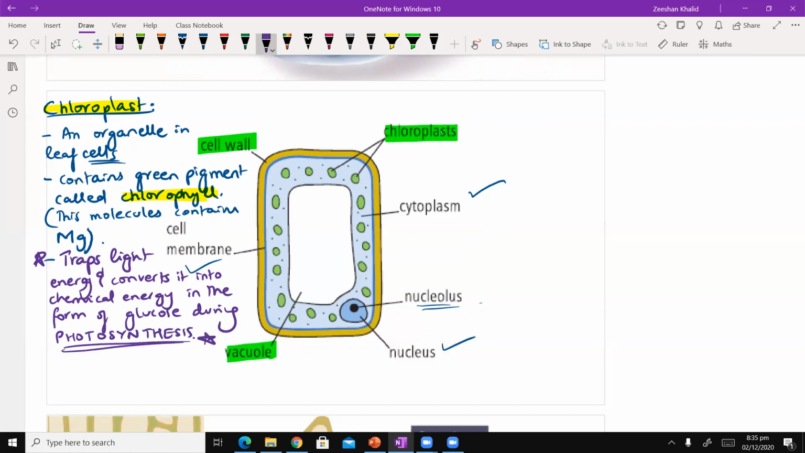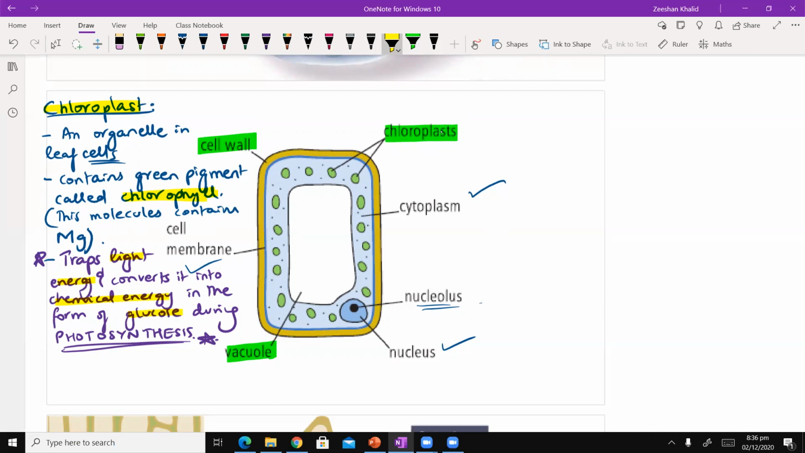Usually students suffice by writing it does photosynthesis without telling all of this detail. It traps light energy, converts it into chemical energy, forming glucose. This is very important. Whenever you're talking about chloroplast and you're just sufficing yourself with writing that it does only photosynthesis, trust me, that's not good. So you need to know this.